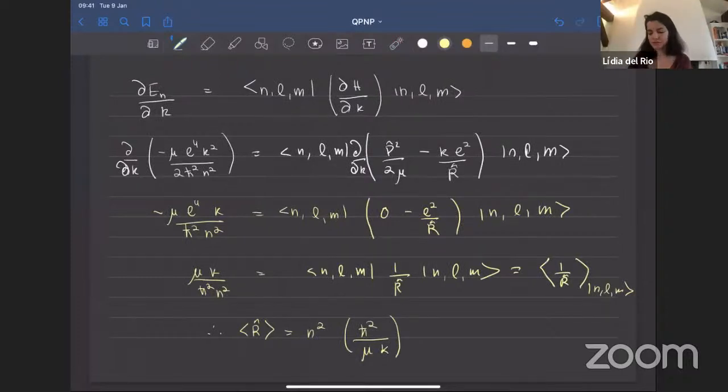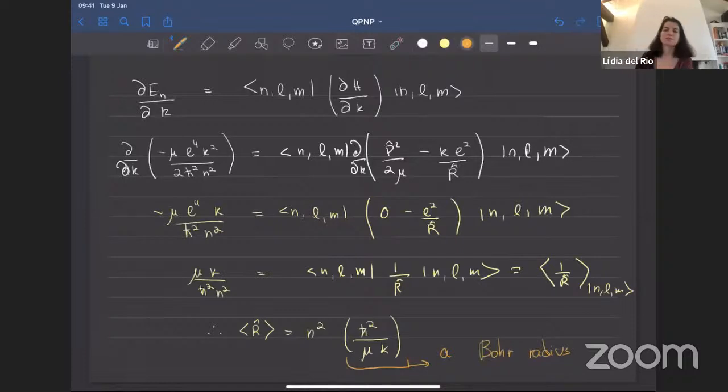So now what did we observe from here? That the average radius of this hydrogen atom, depending on the energy level, goes as n squared times this constant. This constant here we call a, and this is the Bohr radius.